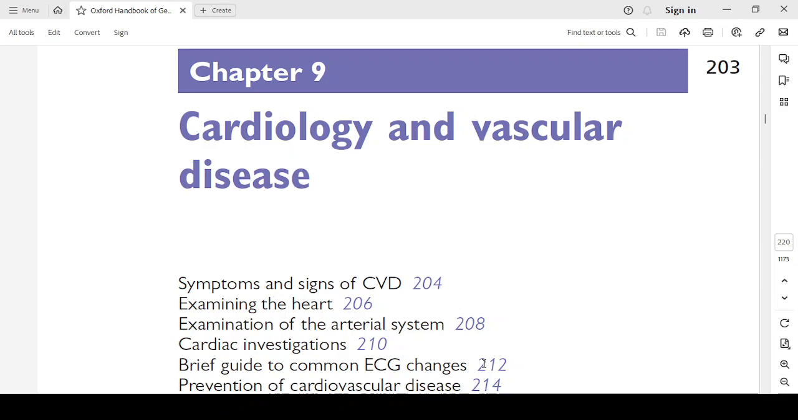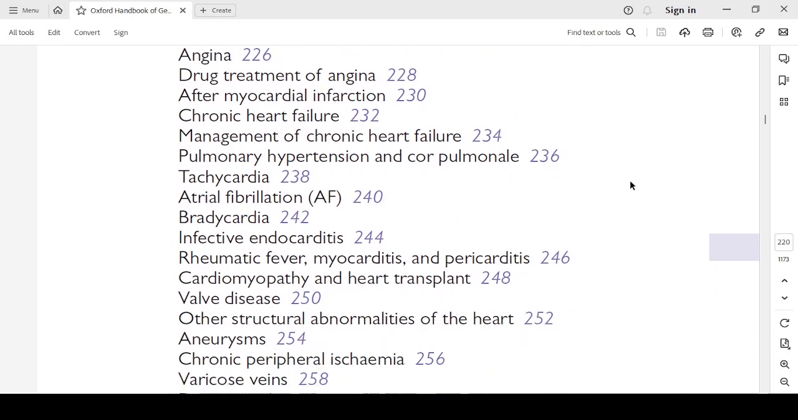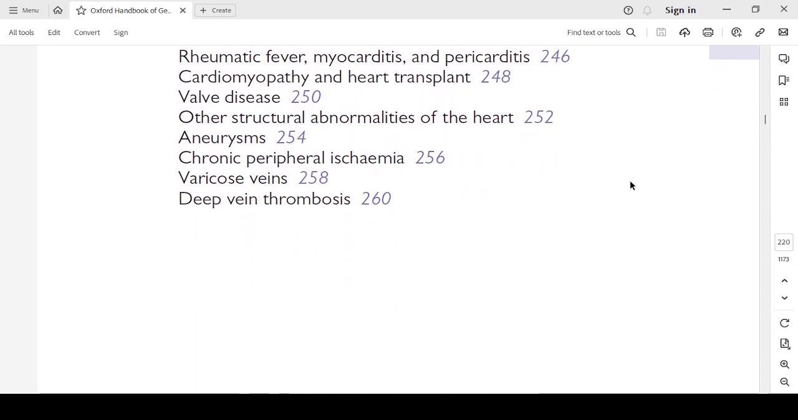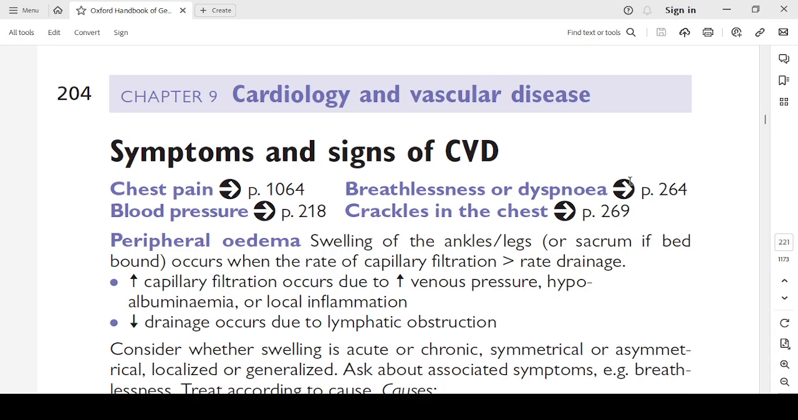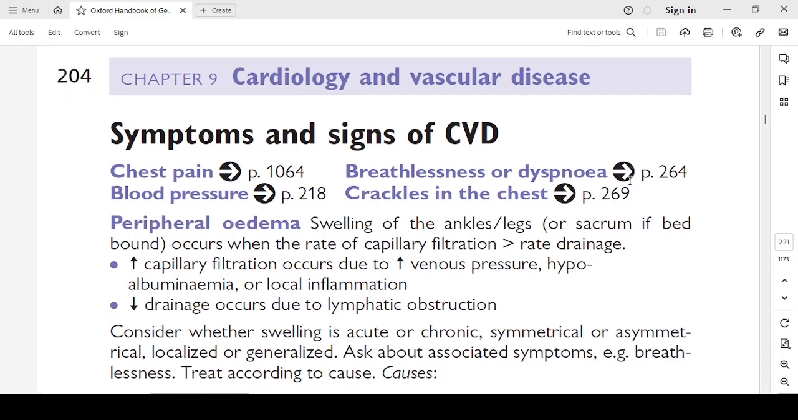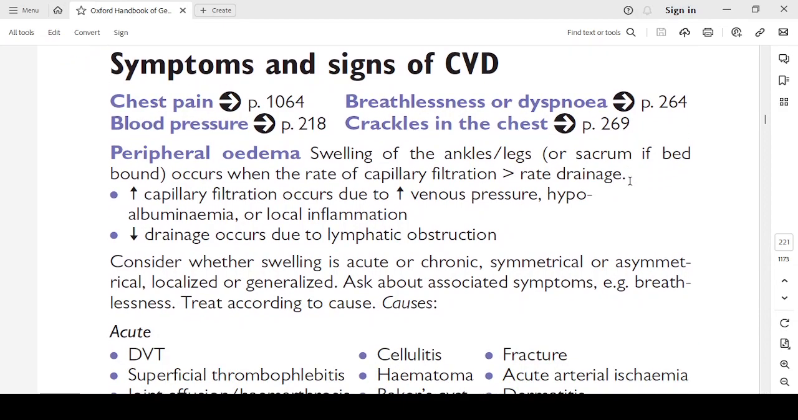So next, we are in the next chapter, cardiology and vascular disease, 203. Cardiology and vascular disease. Symptoms and signs of CVD.